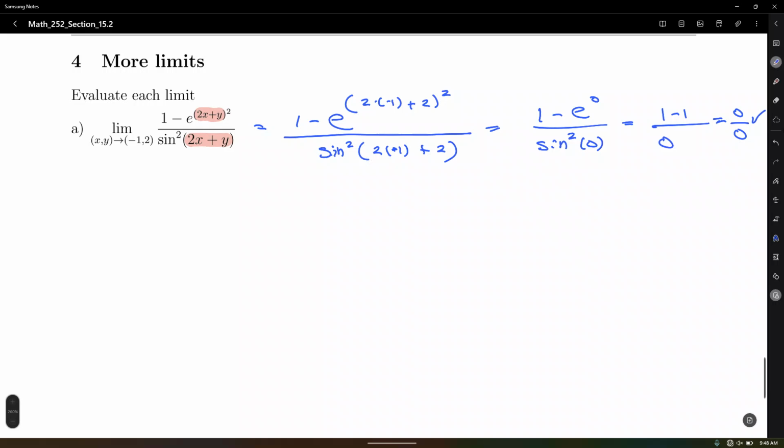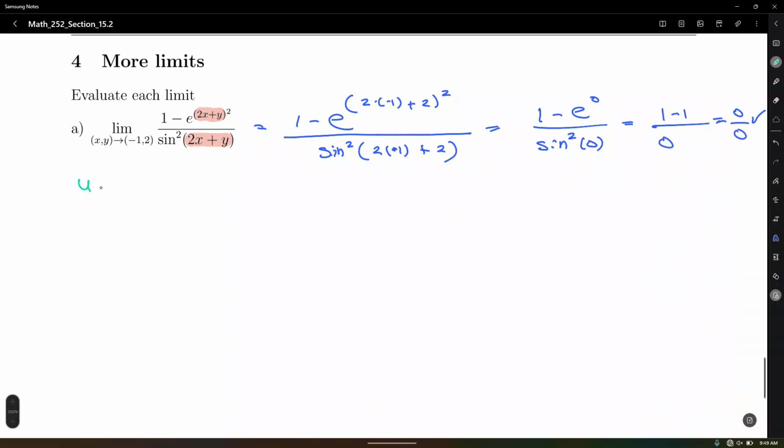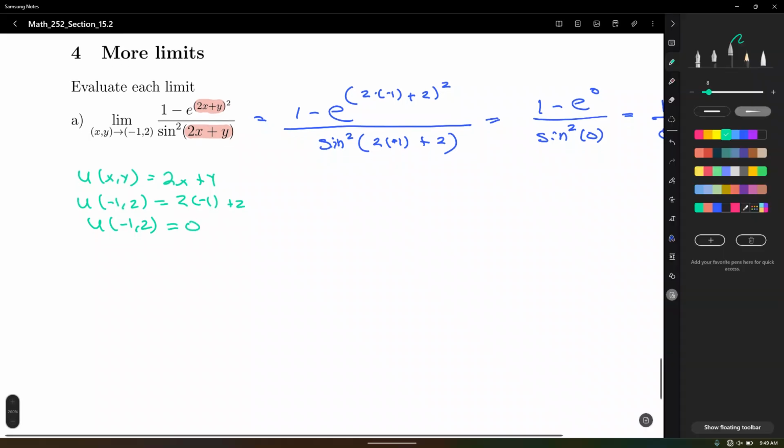Remember the u substitution you usually do when integrating? Well, we're going to call this u of x, y, because it's based on x's and y's. And u of x, y will be the expression I just highlighted here, that is 2x plus y. Then I'm going to evaluate u of negative 1, 2. That is 2 times negative 1 plus 2, so u of negative 1, 2 equals 0. Let's do the u substitution.